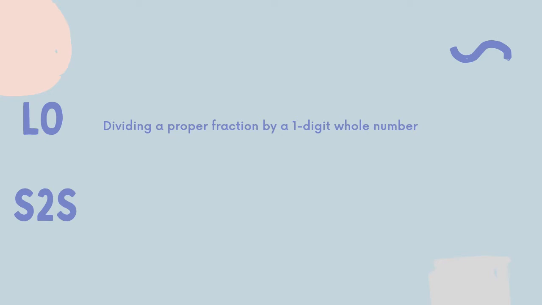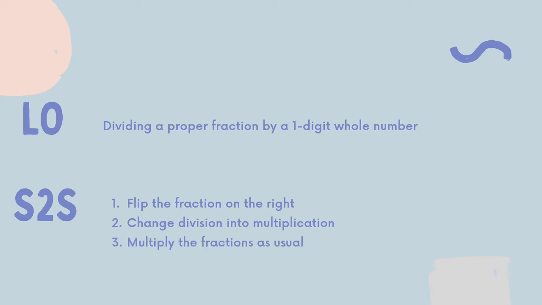Our steps to success for today: the first one is we need to flip the fraction on the right. I will demonstrate this to you later on. Step 2, change division into multiplication. Step 3, multiply the fractions as usual. We have touched on multiplying fractions last week, so you can use either the normal method or the cancelling method, whichever method you feel confident with. Our last step for today is we need to simplify the fraction if we can.